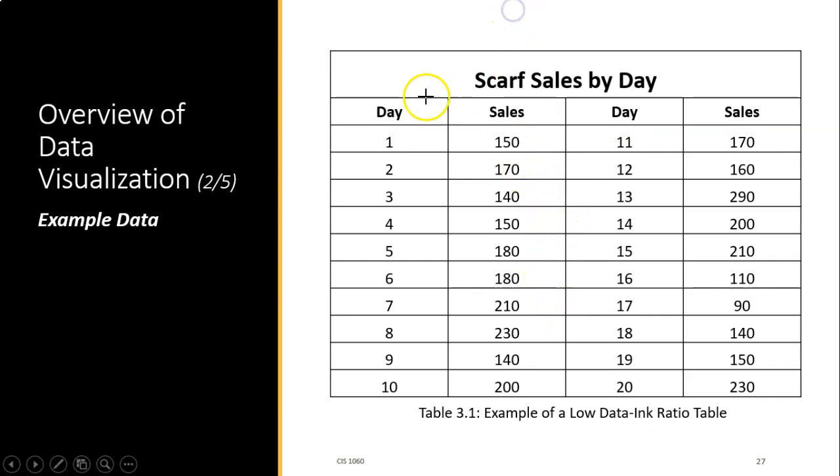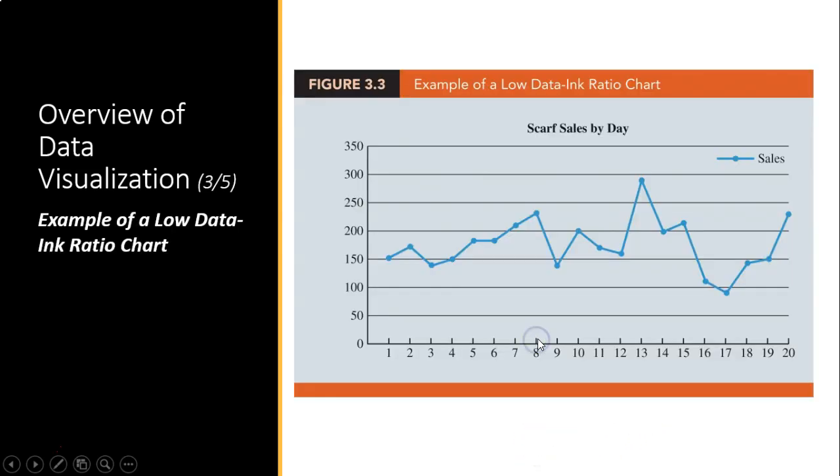In addition, we have some labels that help us describe the data. And then also we have a title that tells us what the story of the data is. Some of the additional things here are the borders of the table, and this is stuff that is not needed in order to represent the data. So this is an example of low data to ink ratio.